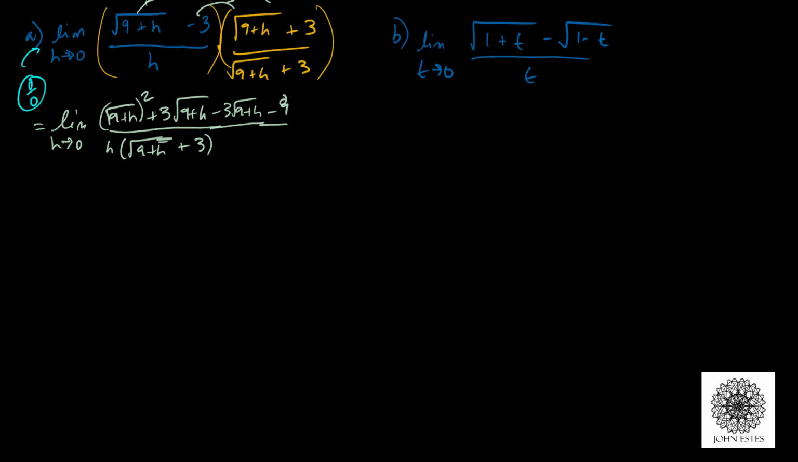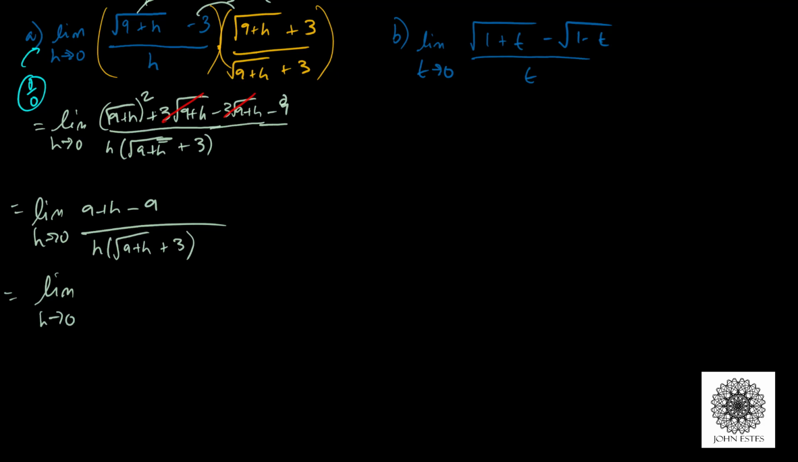Okay, so from there, we start to simplify. The limit as h approaches 0. My denominator still, let's just leave it as it is. It's not really causing any problems. It's the numerator. But now we see that these two middle terms cancel out. And my first term just becomes 9 plus h, because the square root of 9 plus h squared is just 9 plus h, minus 9.